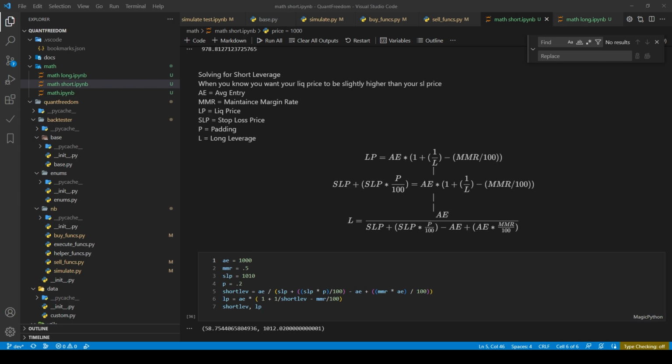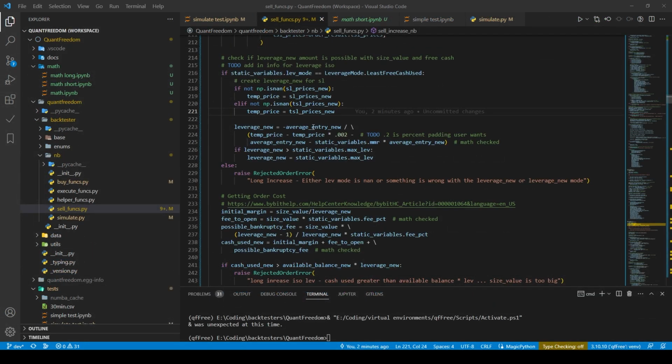So yeah, this is fine. Over here, the only thing that we have to change is it's not minus average. Is that the way it is for longs? Yeah, it is. Okay. So here, got this, then we change this to this, then we change average entry to plus, and we got it.